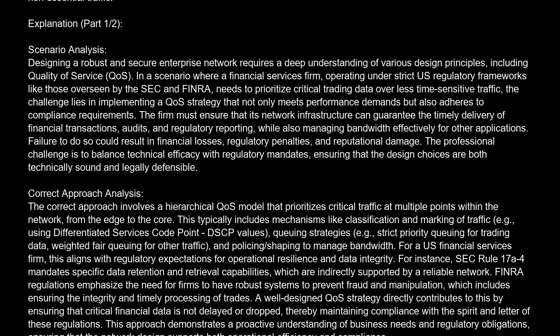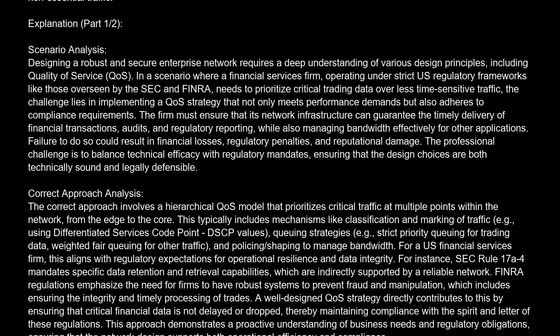The firm must ensure that its network infrastructure can guarantee the timely delivery of financial transactions, audits, and regulatory reporting, while also managing bandwidth effectively for other applications. Failure to do so could result in financial losses, regulatory penalties, and reputational damage. The professional challenge is to balance technical efficacy with regulatory mandates, ensuring that the design choices are both technically sound and legally defensible. Correct approach analysis.